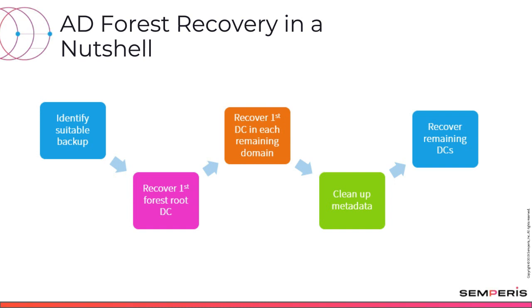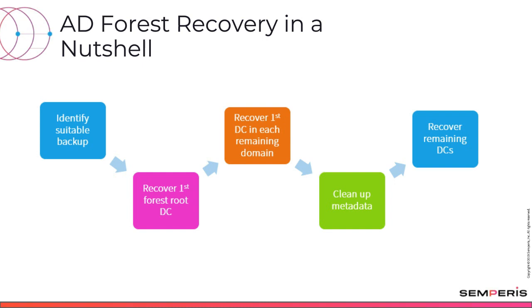After that, you recover the first domain controller in the forest root, and then recover a DC in each of the remaining domains in the forest. Spend some time cleaning up metadata. I'm not going to go into those details, but it's usually a manual effort to convince Active Directory that it only has a handful of domain controllers in the forest. And then once you've got that all working properly, you can recover the remaining DCs.